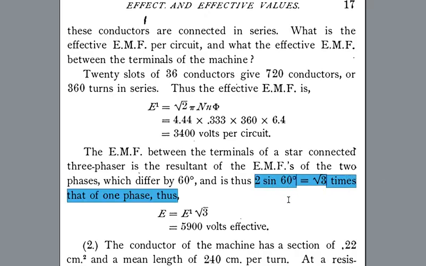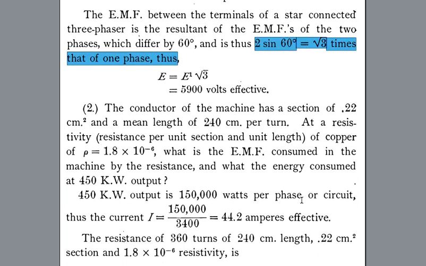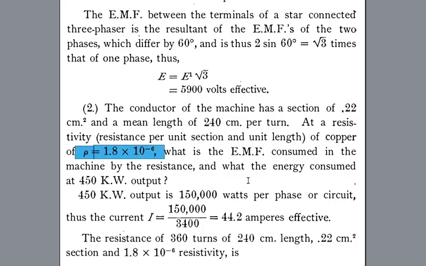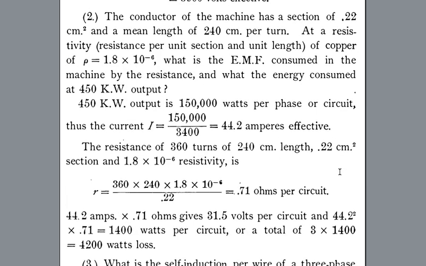Example 2. The conductor of the machine has a section of 0.22 square centimeters and a mean length of 240 centimeters per turn. At a resistivity of copper, rho equals 1.8 times 10 to the minus 6. What is the electromotive force consumed in the machine by the resistance, and what the energy consumed at 450 kilowatt output? 450 kilowatt output is 150,000 watts per phase or circuit. Thus, the current I equals 150,000 over 3,400 equals 44.2 amperes effective.